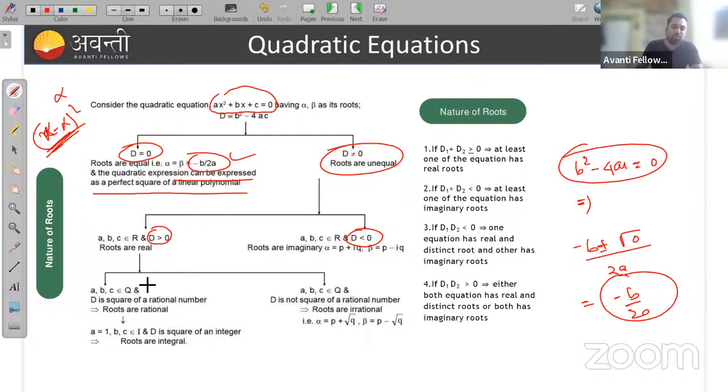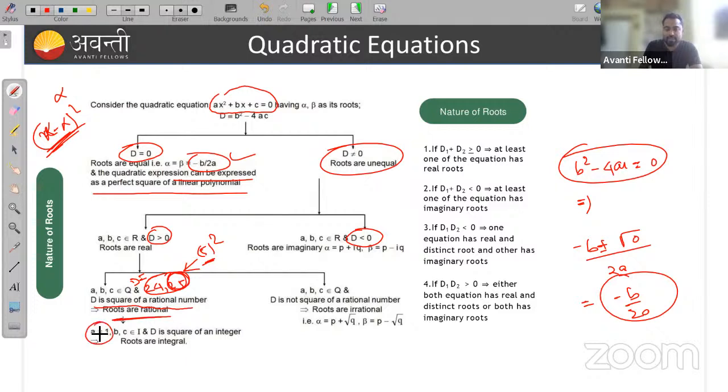Suppose D is greater than 0 and we are getting the value 25. You can see here 25 is a perfect square, that is the square of 5. So D is a perfect square of a rational number.